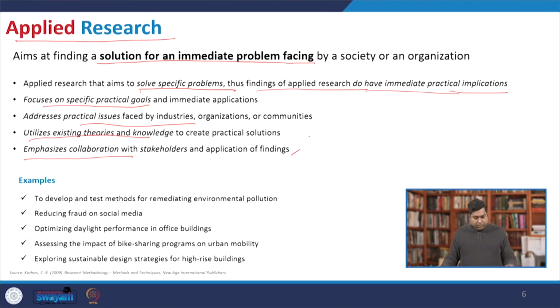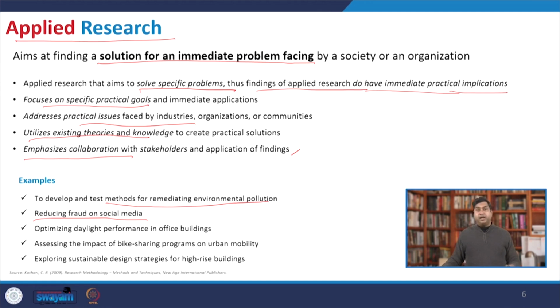Now coming to the examples, I have already given some while explaining this. So let us understand: to develop and test methods for remediating environmental pollution, and this is one of the major issues in Indian cities, metro cities specifically, say for example Delhi, because of this heavy pollution they are closing down schools for some duration, especially in the winter season. Another is investigating the phenomena and thereby reducing fraud on social media. This is again an emerging field of research.